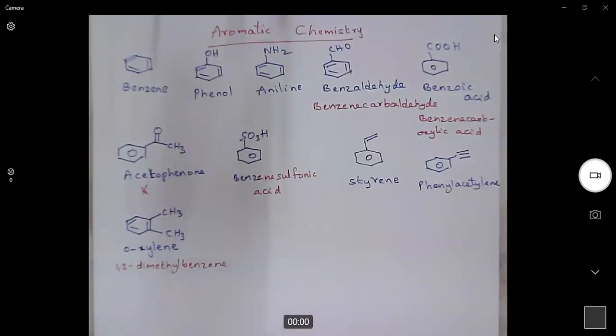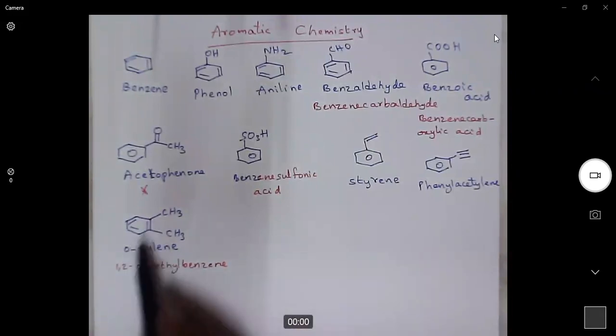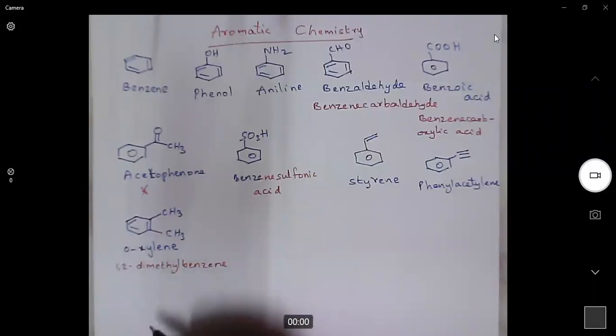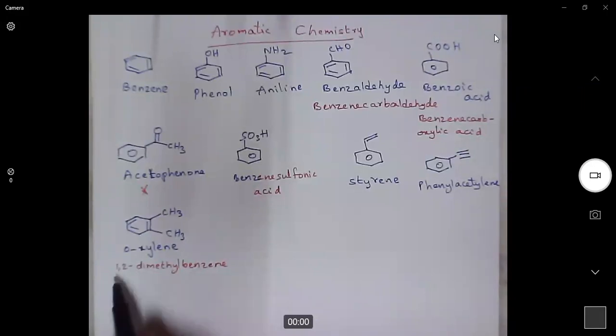In aromatic chemistry, mostly we use common names. Okay, so try to remember the common names. Similarly, if we have 1,3-dimethylbenzene, it is called metaxylene. If you have 1,4-dimethylbenzene, it is called paraxylene. So ortho, meta, para nomenclature is used in the common nomenclature, but not in the IUPAC nomenclature. IUPAC nomenclature will always have numbering.